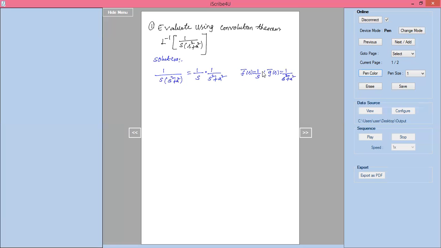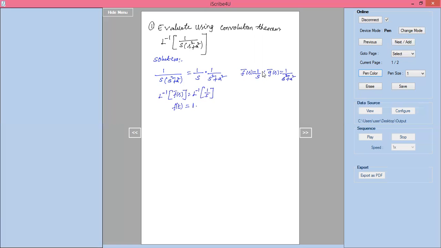Now I will write L inverse of f bar of s equal to L inverse of 1 by s. But L inverse of f bar of s is f of t. So f of t equals L inverse of 1 by s, which is 1. That we already know.